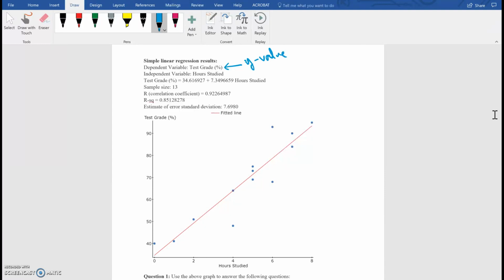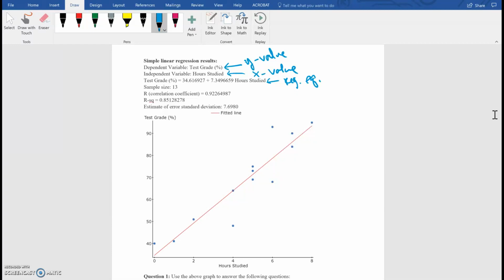So if we look at my test grade in this case, I was looking at my test grade and how many hours I studied, right? The first line just tells me whatever my Y value is. My independent variable, my hours studied, this is what my X value is. So this is just the X value. The third thing is my regression equation. So this tells me what my equation is.